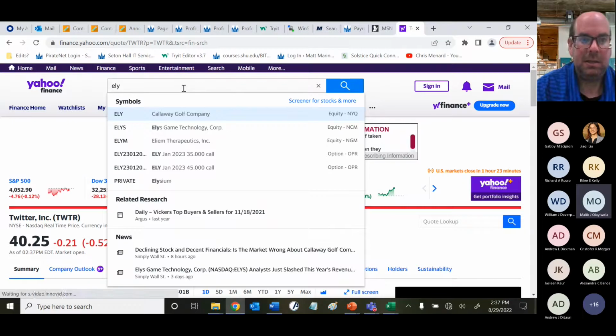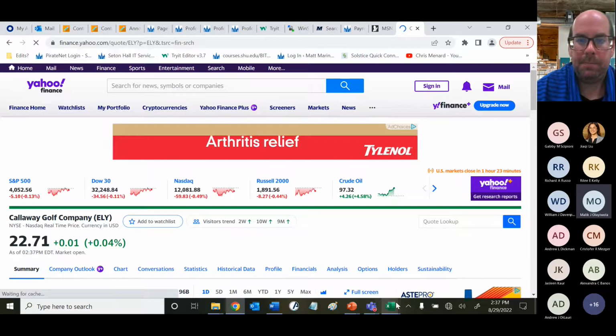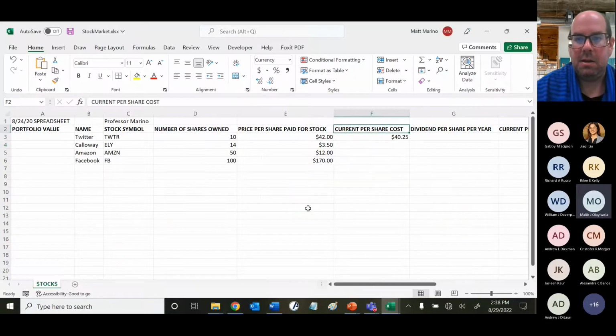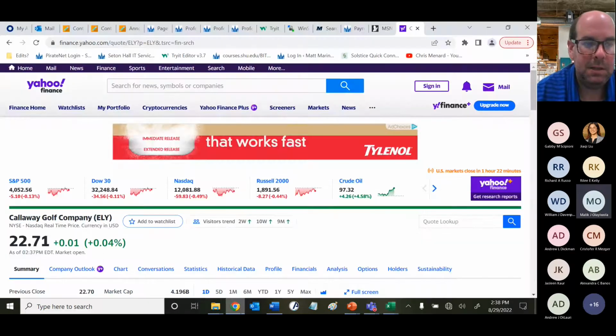Not to interrupt, but I have a question. If you're doing homework 1A, is the current price of the share the price you look up on your 16th birthday, or is it the price paid per stock? Right. So the price per share paid for stock would be your 16th. And then the current per share cost would be today. So I'm doing today. You may decide to wait until next Sunday to do this, whatever the price says that day. Okay, makes sense. Thank you.